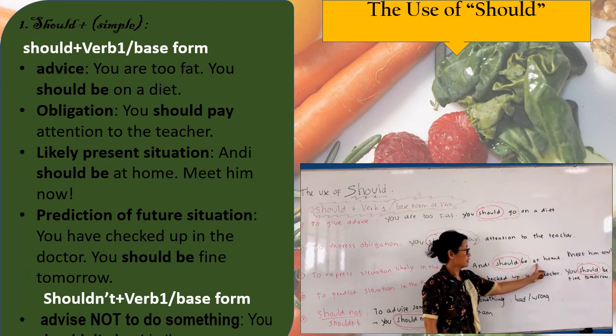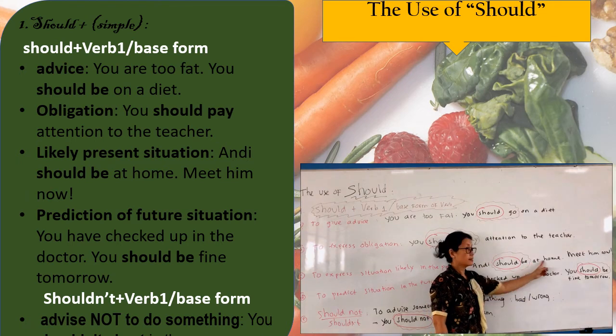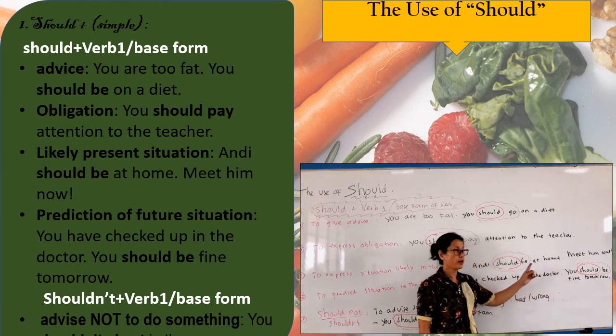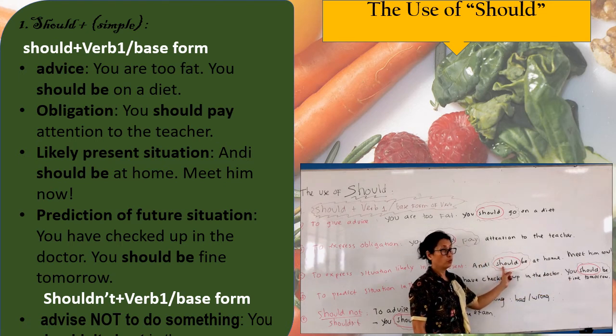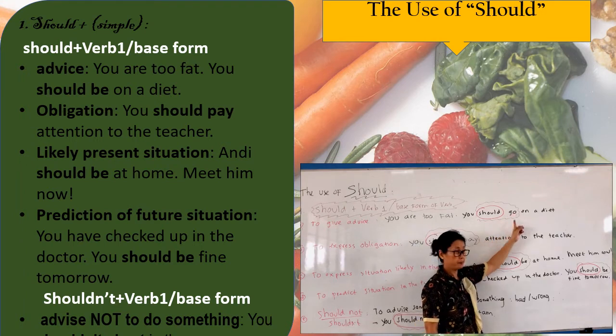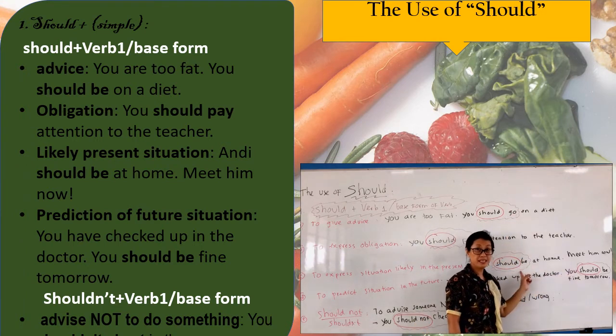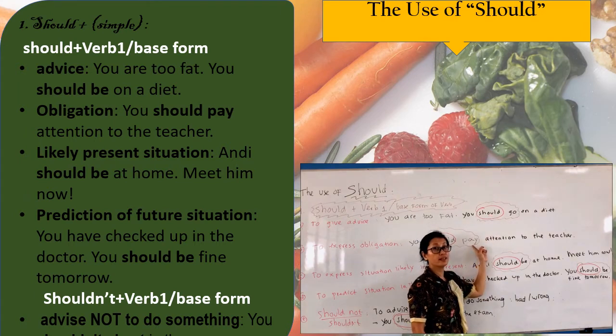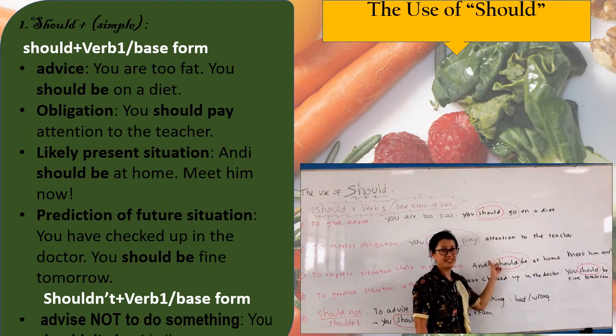Here because, look at this one. At home and fine, they are not verbs. This is an adverb of place, keterangan tempat, and this is an adjective. So, if you want to connect should with not a verb, yeah, you must use be. But you can also use should plus directly verb 1. You don't need be. Got it?